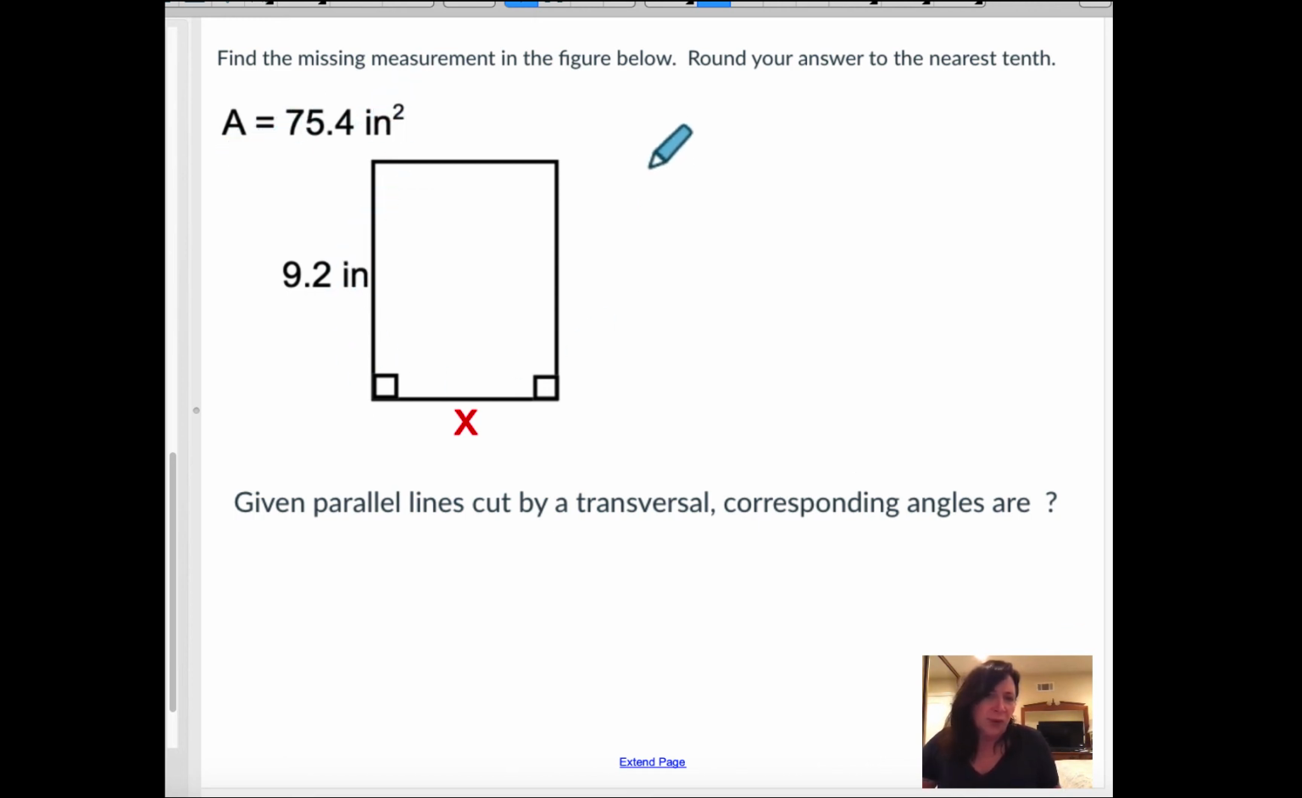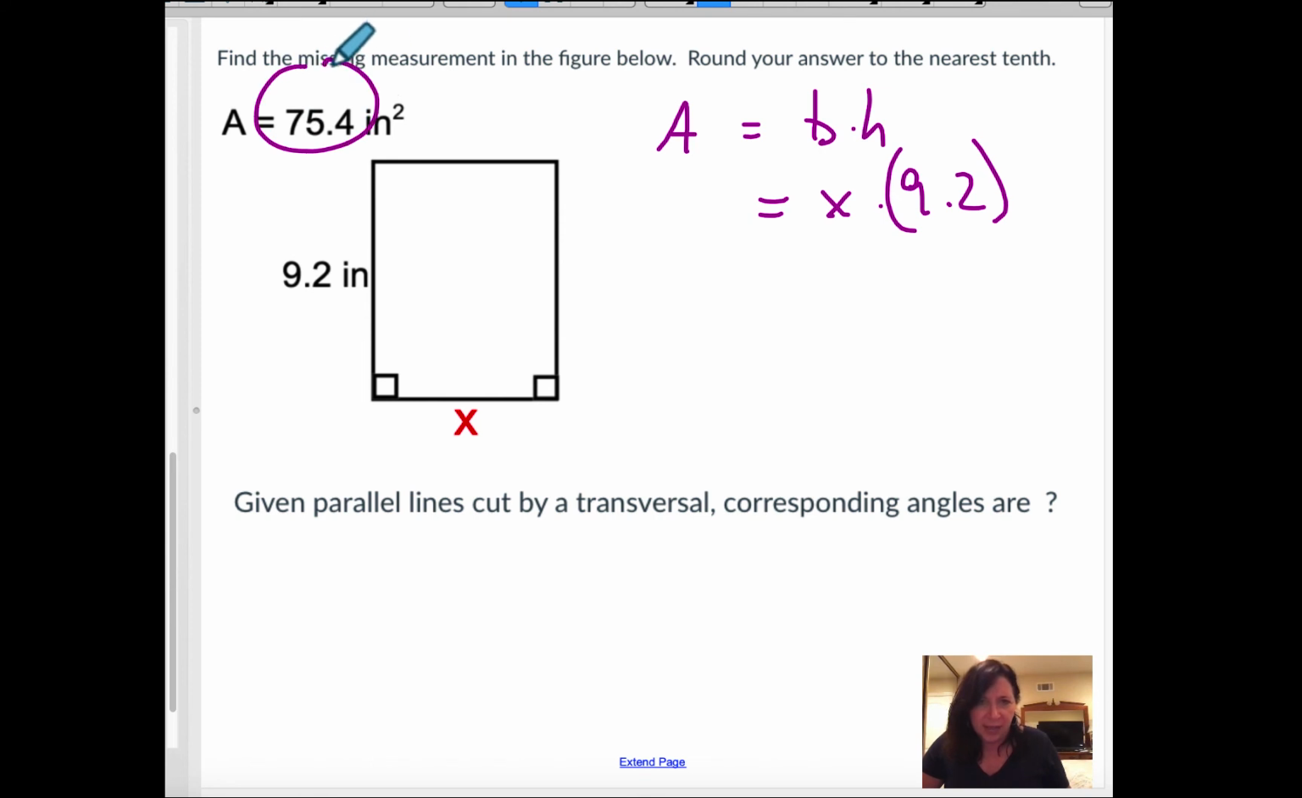Area is, this is a rectangle. So the area of a rectangle is equal to base times height. We already know that the base and the height are perpendicular. So the base, pick one. I'm going to say the base is, I don't know, so we're going to go x times the height. I'll say the height is 9.2, and just say times like that.